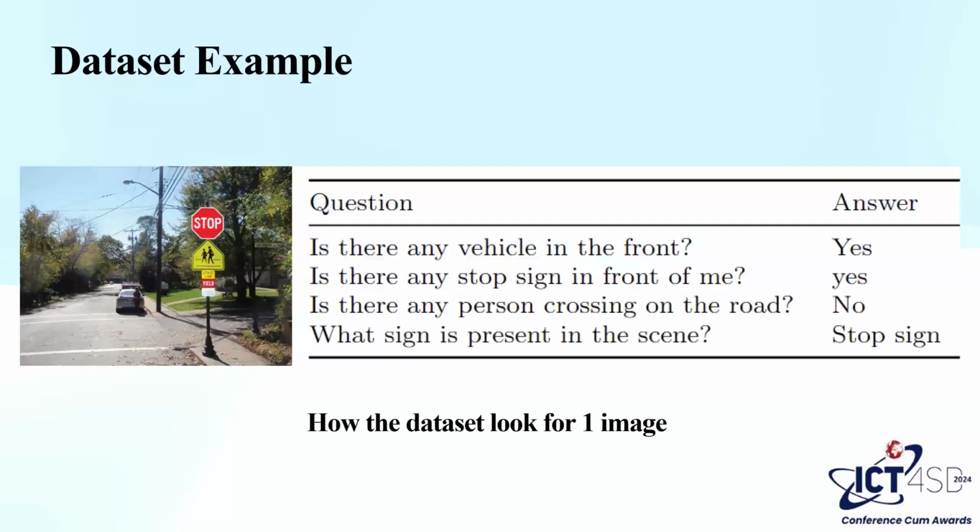Here's an example of the dataset I've used. You can see there's an image and there are questions related to the image. The first question is: is there any vehicle in the front? As you can see, there's a vehicle, so the answer should be yes. Is there any stop sign in front of me? There is a stop sign, so the answer should be yes. Is there any person crossing on the road? No one is crossing the road, hence the answer should be no. And what is the sign present in the scene? The sign present is a stop sign, so the answer should be stop sign.